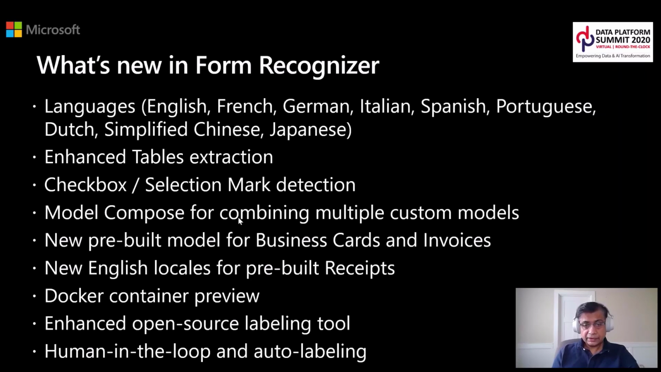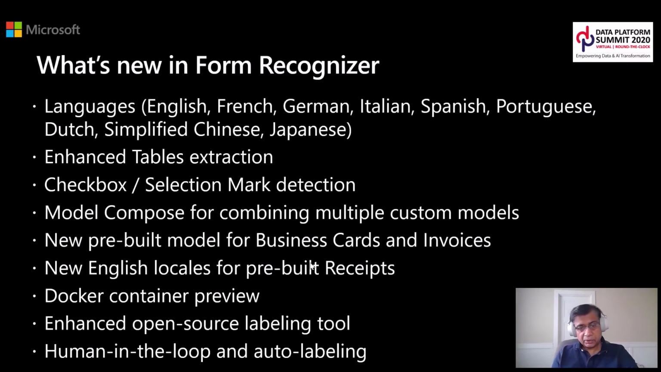Model compose is a pretty important feature because let's say your enterprise or your company or your customer has tens and tens of different document formats, in fact, up to 100 different document formats. And so what you need to do there is build multiple custom models. But using Model Compose, you can tell the service to combine all of those models into one single model ID and then use that for your prediction. And that's the power of the Model Compose feature here.